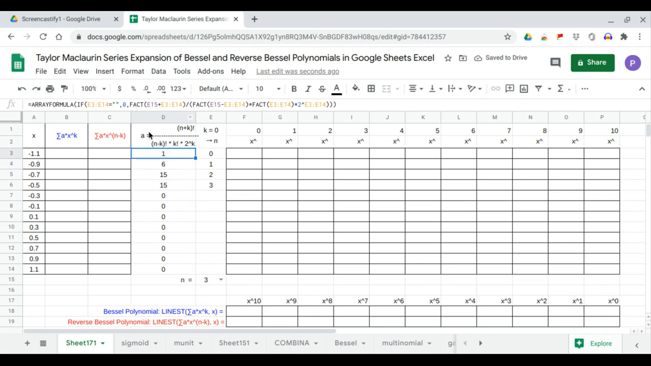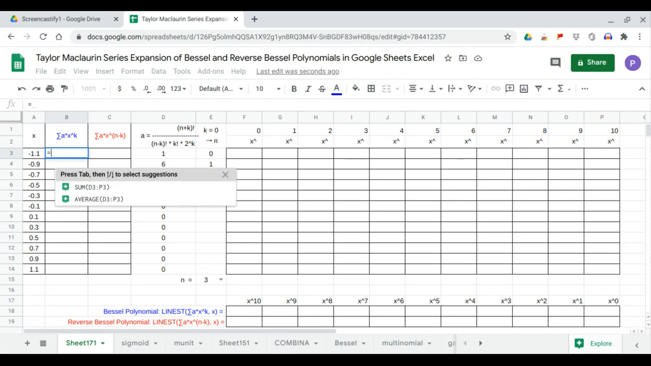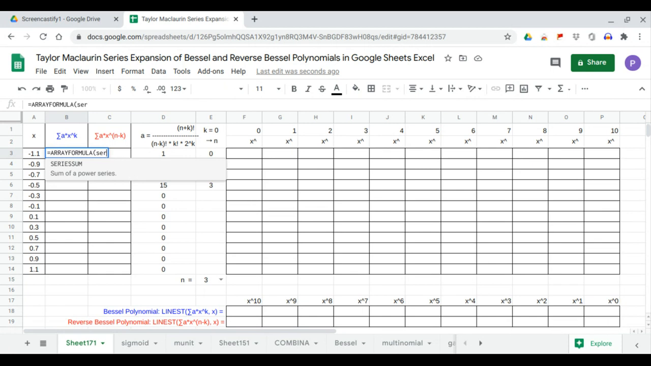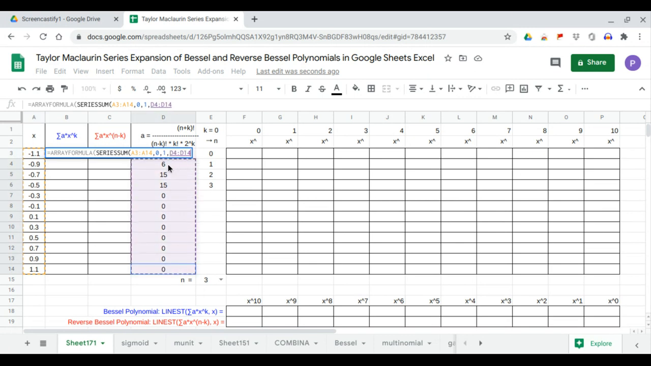Now that we have the coefficient to be used by both Bessel and the reverse Bessel, we now enter the formula for the Bessel function. So it is the summation of a times x to the power k. So array formula, SERIESSUM of the x values raised to the power k, where k starts from 0, incremented by 1, and the coefficient a will be this range. Enter.